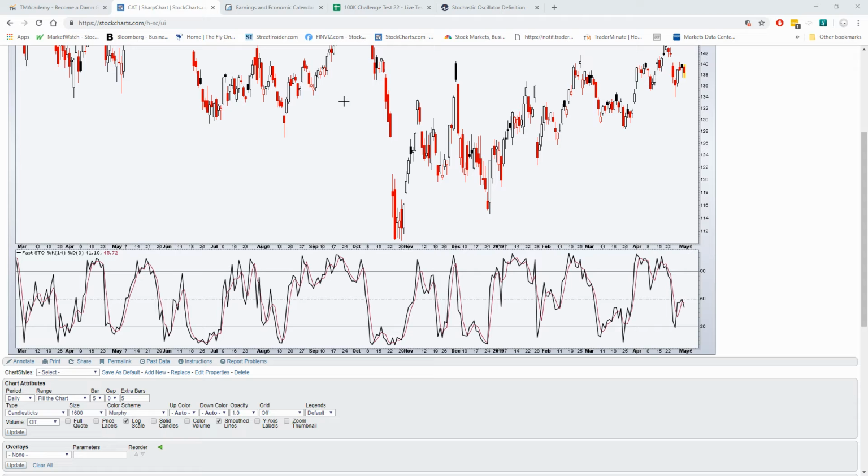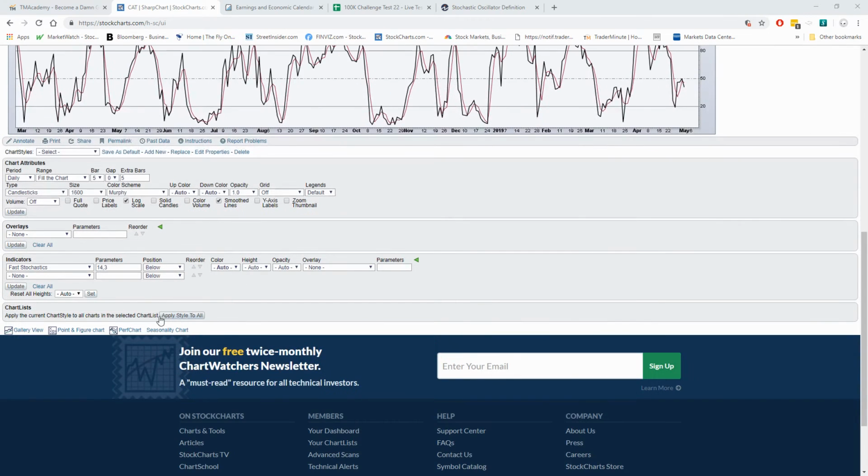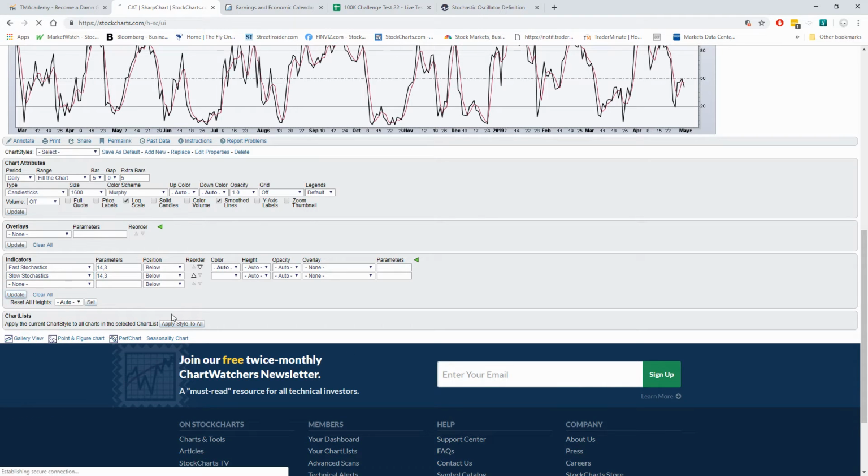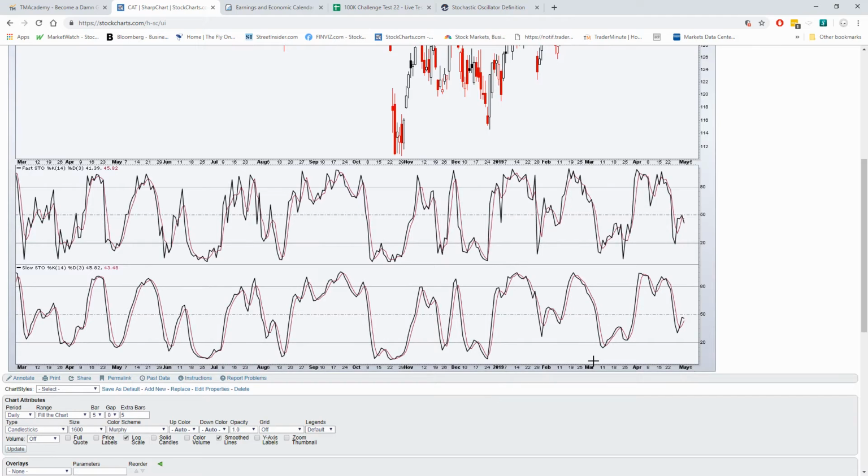And so George Lane took it out a little bit further, and he developed what's called the slow stochastics. I'm going to put this on and take a look at the difference between these two indicators. The slow stochastics looks a lot smoother, right? A lot less herky-jerky. All the slow stochastics does is it takes the %D from the fast stochastics, right? Takes the %D and turns it into the %K on the slow stochastics. They're the exact same number.